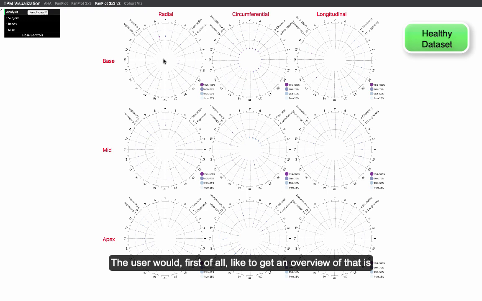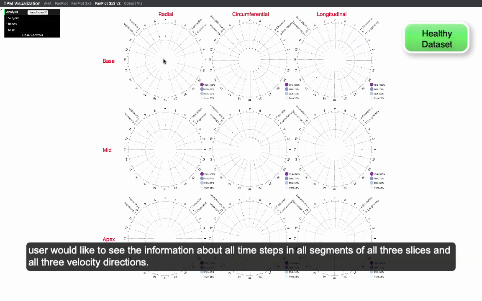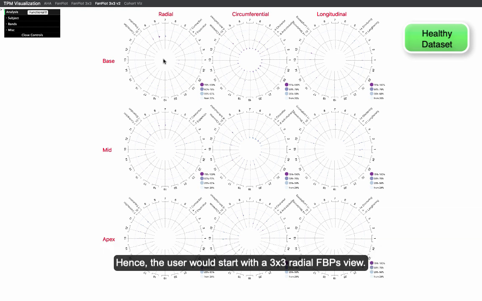The user would first of all like to get an overview, that is, the user would like to see the information about all time steps in all segments of all three slices and all three velocity directions. Hence, the user would start with a 3 by 3 radial functional box plot view.